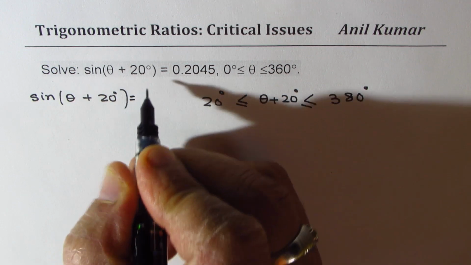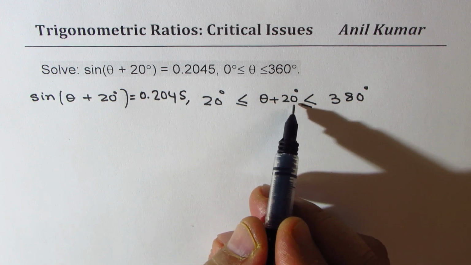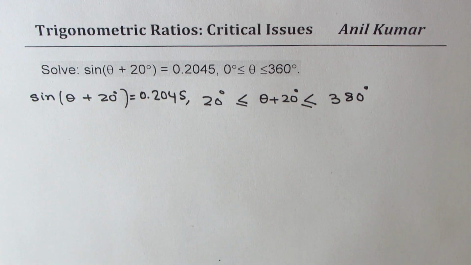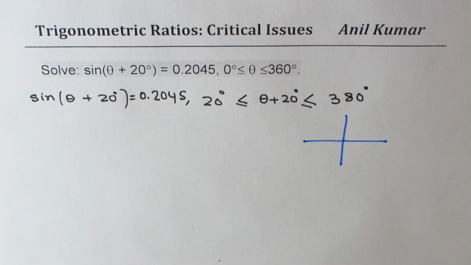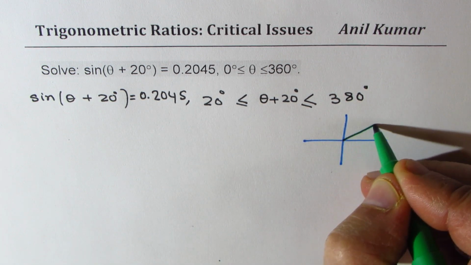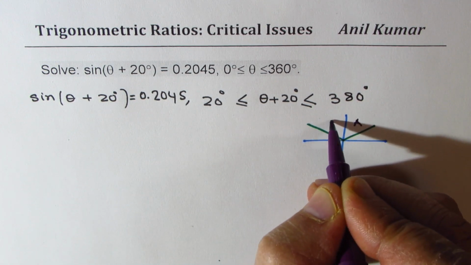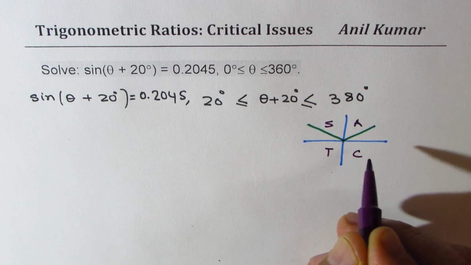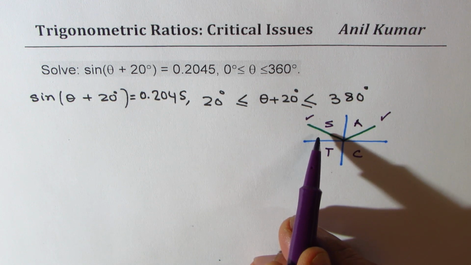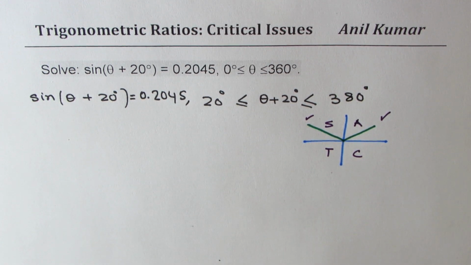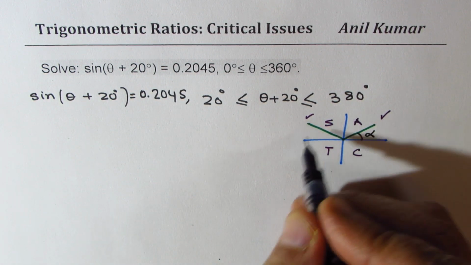Now, we know this should be equal to 0.2045, where theta plus 20 now should be between 20 to 380 degrees. Now, positive value for sine is in quadrant 1 and in quadrant 2, using the rule that all are positive in quadrant 1, sine in 2, tan in 3, and cosine in 4. So we are looking for 2 solutions, one in quadrant 1, the other in quadrant 2. So let's again find the acute angle alpha. We always begin with alpha and then we'll adjust.